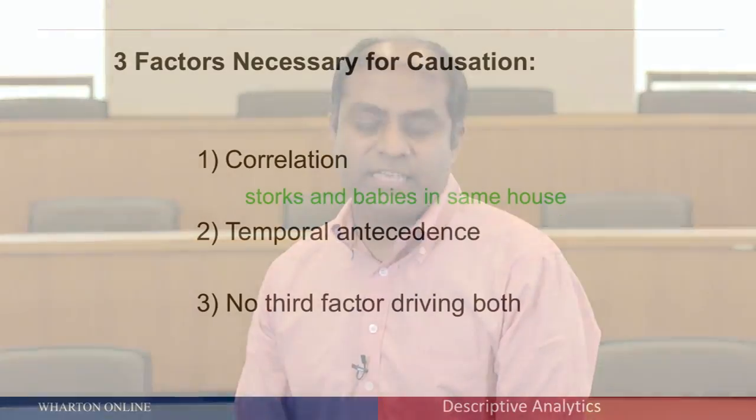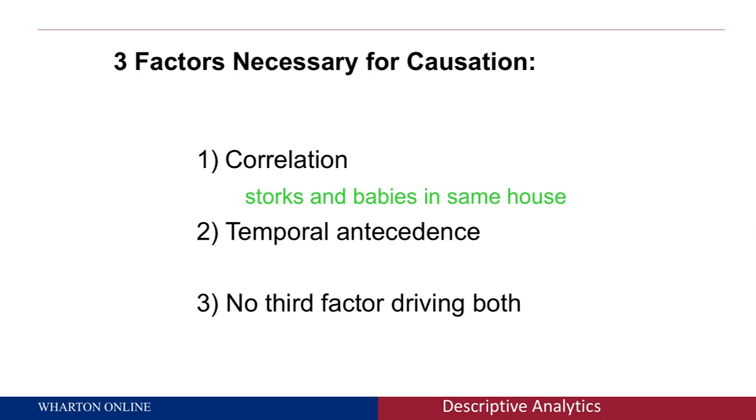If you start thinking about correlation, well, there might be some kind of correlation. You see houses on which storks are sitting, you see babies in that house. Are they related? They are related. But is it causation? That's the key question. So on the one hand, there is correlation, storks and babies in the same house. Is there a temporal antecedent? That's true as well. Storks come in, babies come in a little bit later. But is there a third driver driving both? And that's where causation and correlation come in differently.